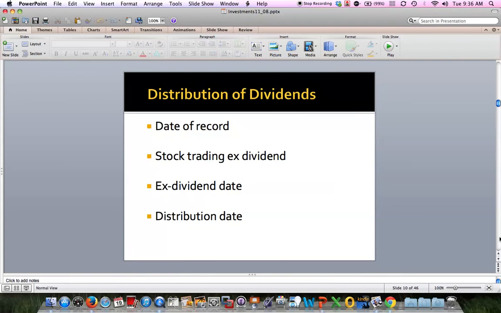Okay, and on the very bottom of page 272 is some key dates. Just be aware of what these mean. The date of record, basically the day on which investors must own shares to receive the dividend. An ex-dividend date is a date that if it trades that day, you're not going to receive a dividend payment. And then after the date of record, the distribution date, and so on. Just on the very bottom of page 272, be aware of some of that terminology.